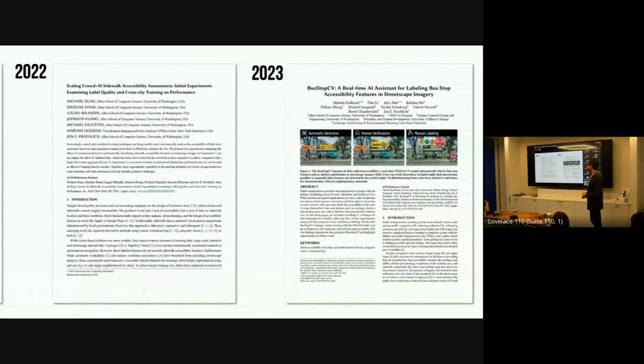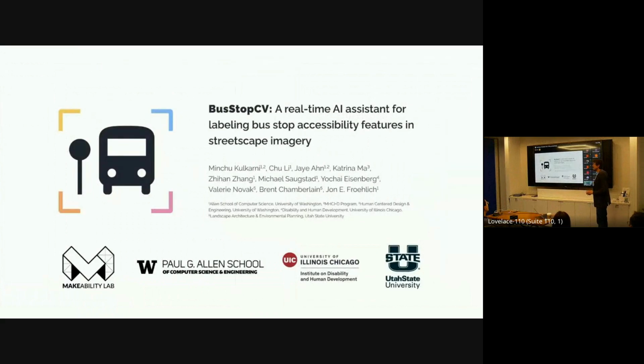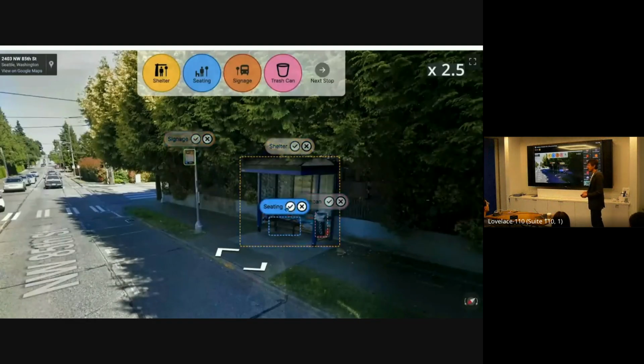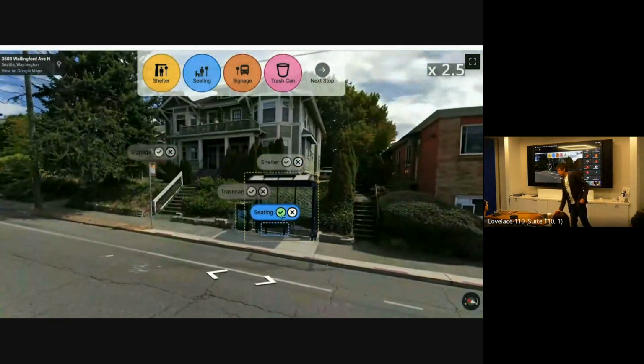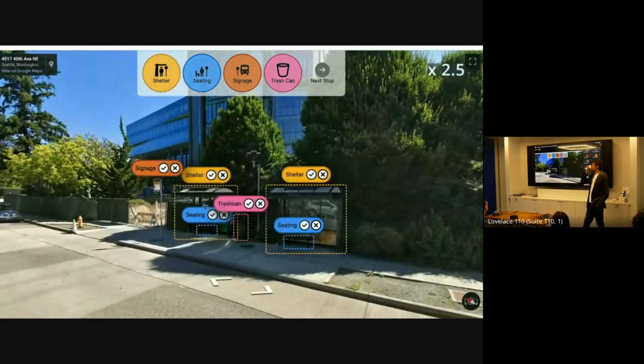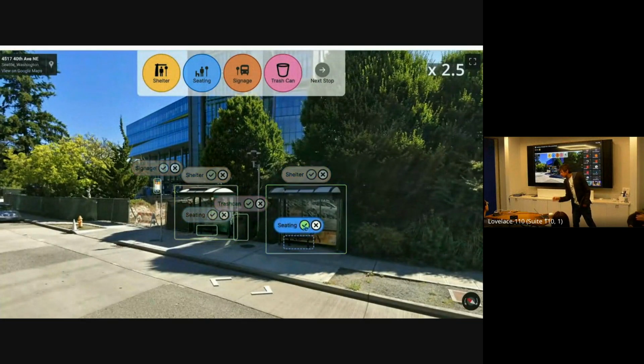And then more recently, and this is really the holy grail, can we do AI first assessment? So we haven't done that with sidewalks yet, but we have done it with bus stops. For scalable data collection on bus stop features using real-time computer vision and human labeling. This Crowd+AI workflow speeds up the data collection process and improves data quality.